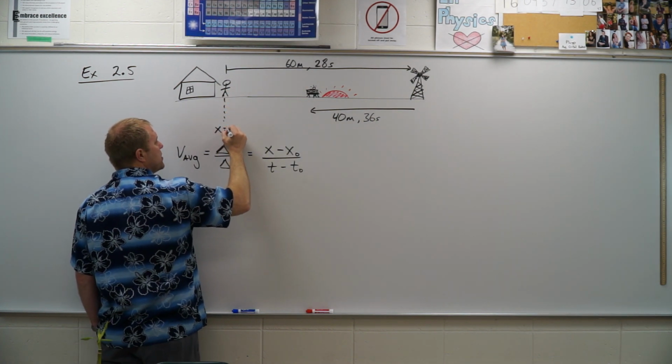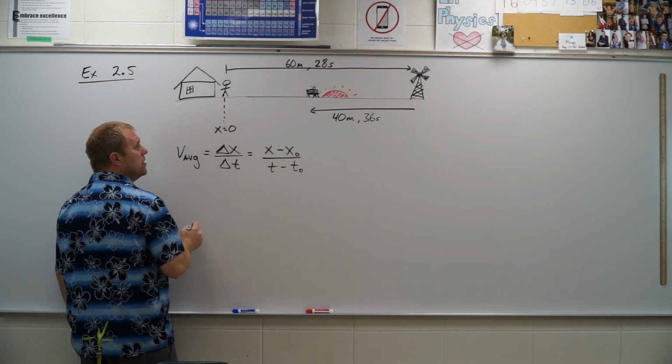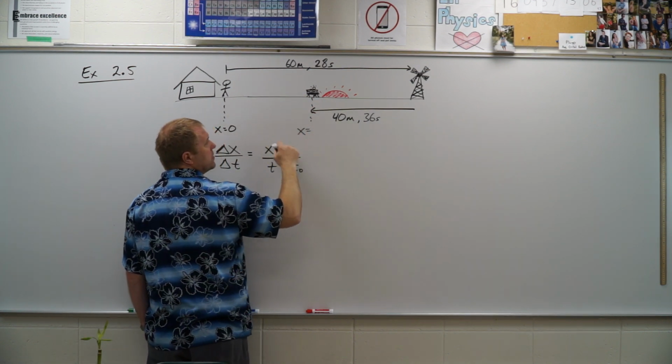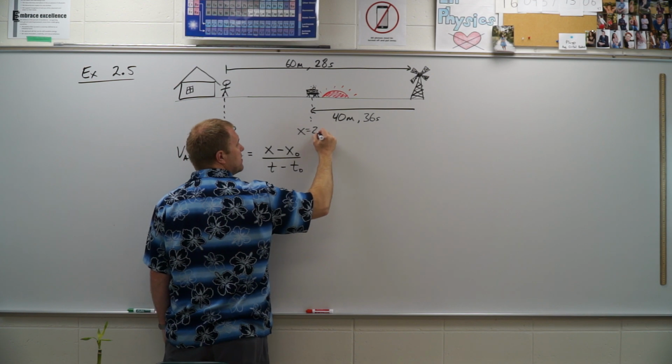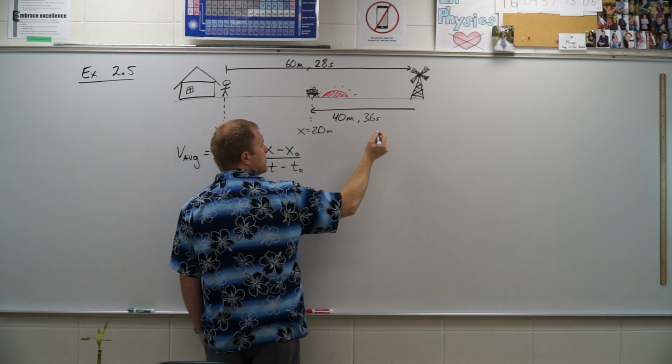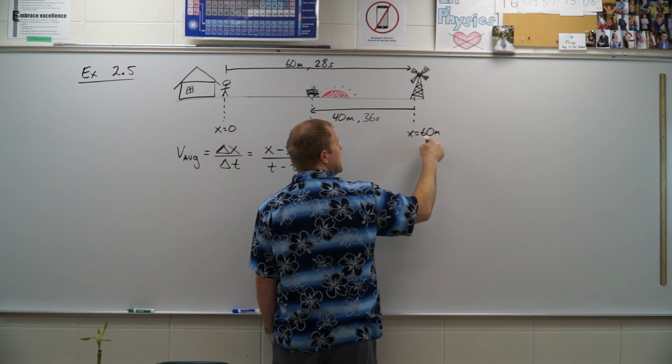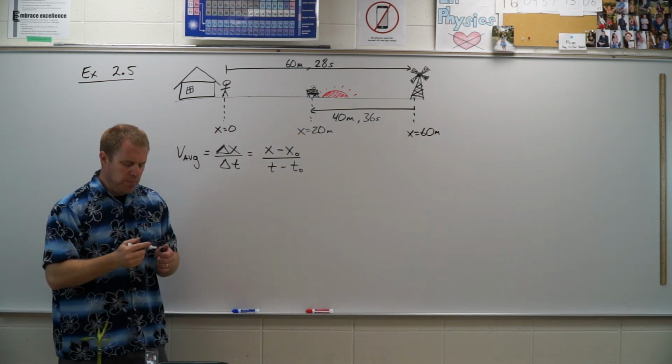I'll choose the start as x equals 0. That would make this point here x equals 60 minus 40, which gives me 20 meters. And this over here would be x equals 60 meters. I'm not going to need this one over here, but I'll still put it on there.